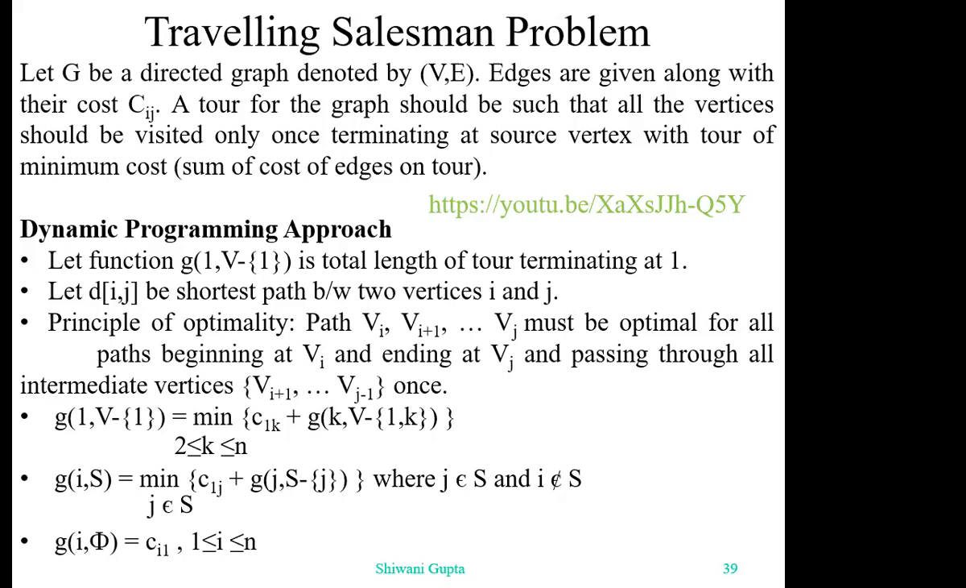so that will be a costly thing. So again, this is an optimization problem, and we are considering optimization problems only in dynamic programming. So G is a directed graph. Again, we have vertices, we have edges. Edges are given along with their cost. A tour for the graph should be such that all vertices should be visited only once, terminating at the source vertex with a tour of minimum cost. That will be the sum of the cost of edges of the tour. So again, we'll watch this video for this and then come back to the slide of the same person.